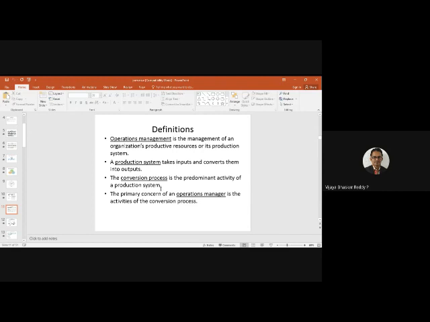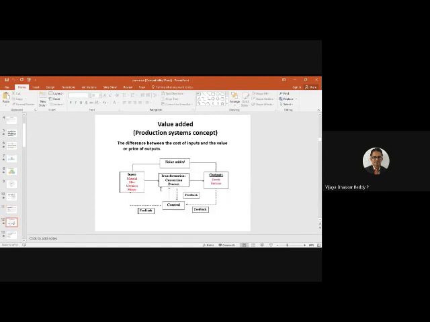So inside there is a part called the conversion process, which converts the inputs to the outputs. That is nothing but the conversion process. Okay. So this is the system concept of production that we are going to discuss here.